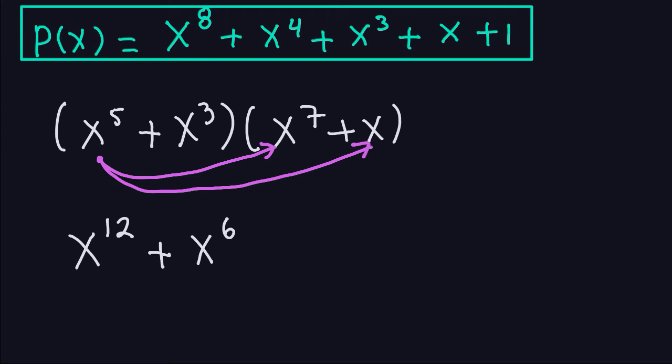Then we're done with x to the fifth. Now we move to x cubed, so we're going to multiply by that. I'm going to use another color here: x cubed multiplies the x to the 7, and x cubed multiplies the x. In this case, x cubed multiplied by x to the 7, adding the exponents, 3 plus 7 is 10, so it's plus x to the 10th power. And then finally, x cubed multiplied by x is x to the 4th power.